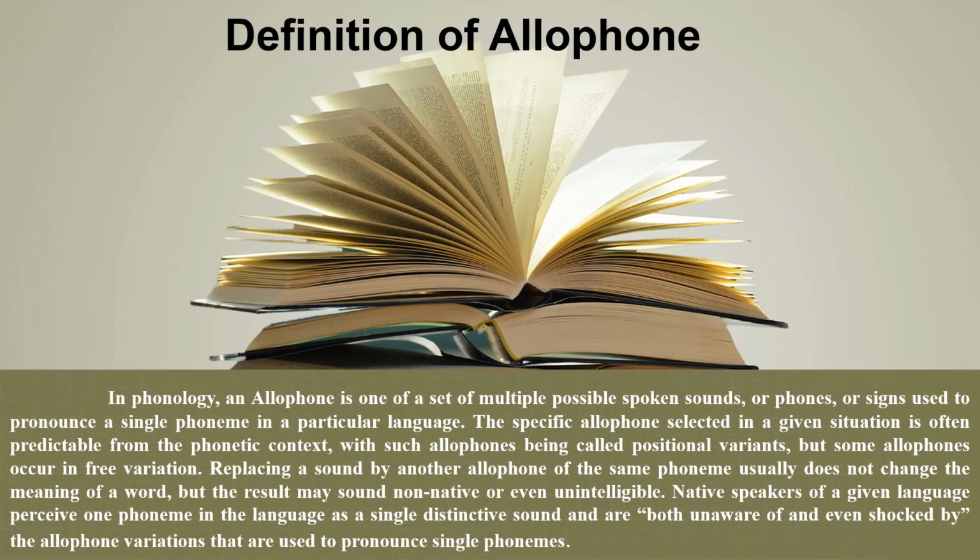The definition of allophone. In phonology, an allophone is one of a set of multiple possible spoken sounds or phones or signs used to pronounce a single phoneme in a particular language. The specific allophone selected in a given situation is often predictable from the phonetic context, with such allophones being called position variants, but some allophones occur in free variation.